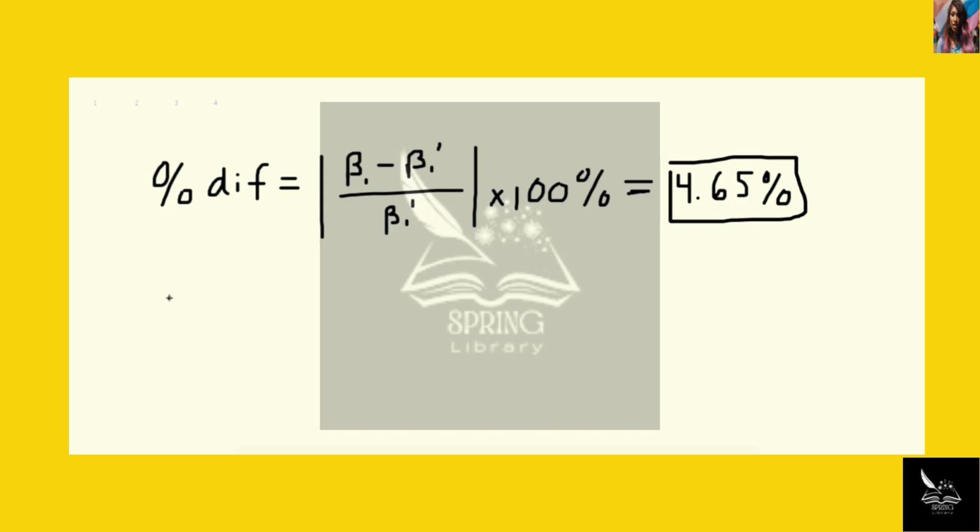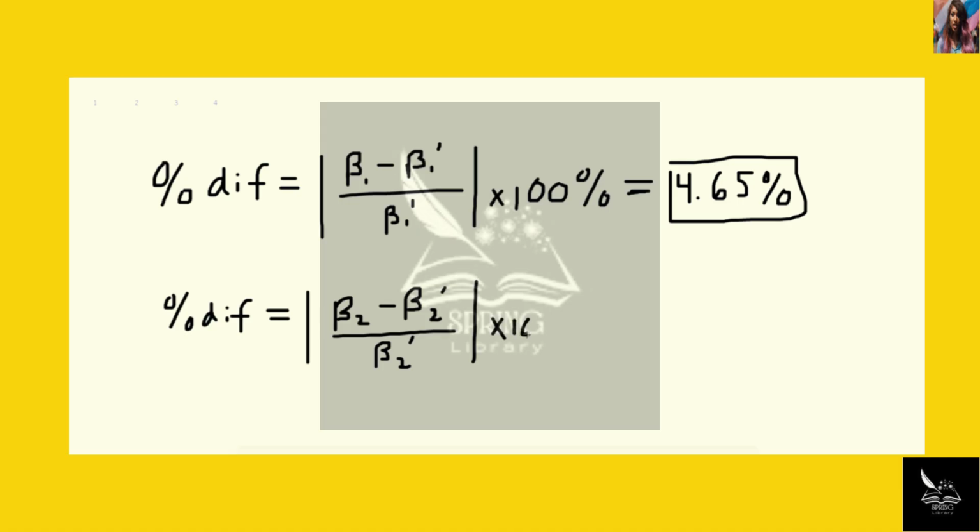And for the second one, we have a percent difference. So we'll call it again percent DIF for percent difference equal to the absolute value, we have this time beta 2 minus beta 2 prime divided by beta 2 prime. And then this absolute value again is multiplied by 100% to turn the fraction into a percent. So carrying out this operation, we find that this percent difference is equal to 1.64%.